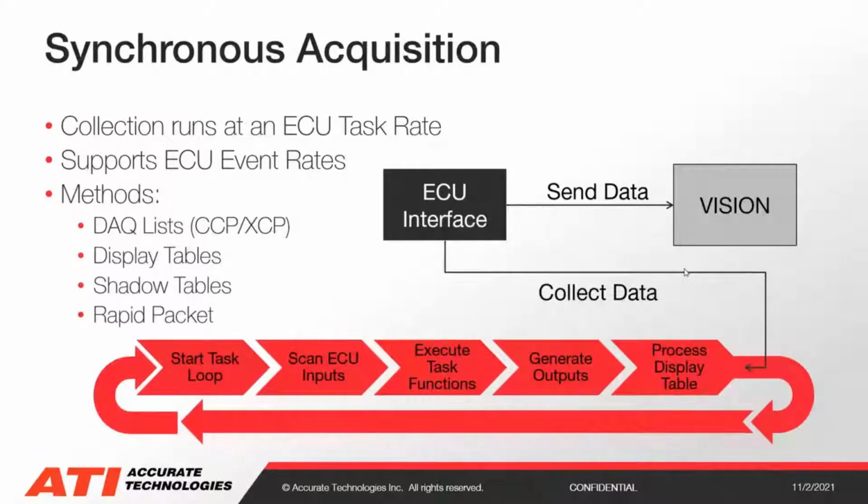Synchronous data acquisition is where we get that data point at the same exact time every time, because we know that we're running on a task loop. So you can see in the diagram down below, task loop starts, scans, executes, generates the output, and then processes that display table, which is what we use for synchronous data acquisition. As soon as it processes that display table, it sends it up to the ECU interface, A7 or A8 or whatever, or even UDS actually, and then sends that data to VISION.